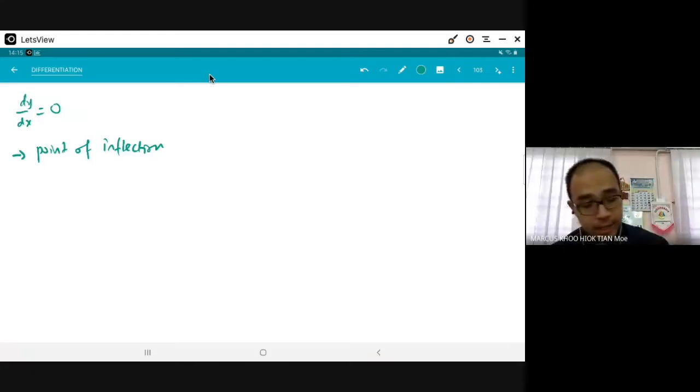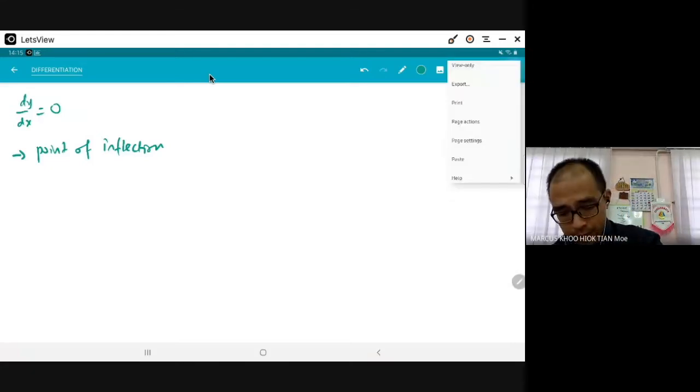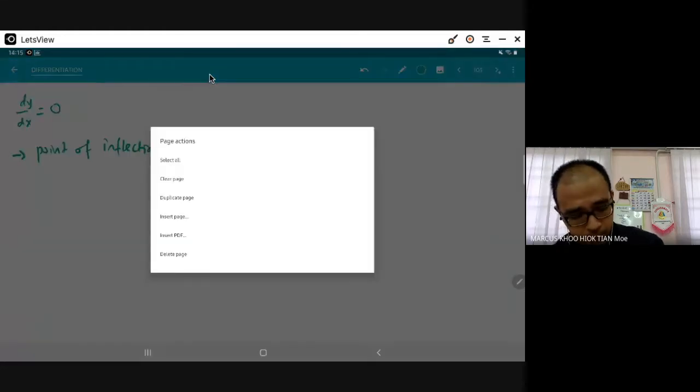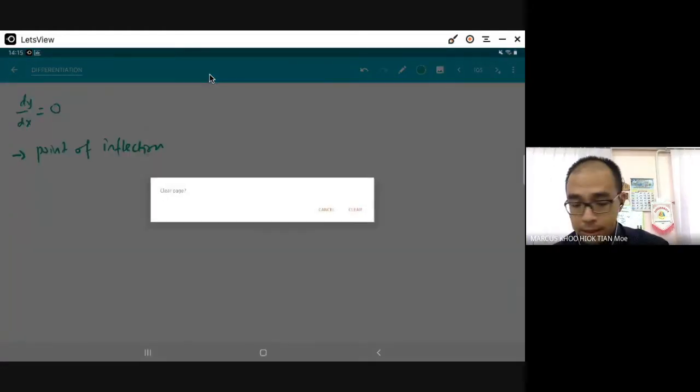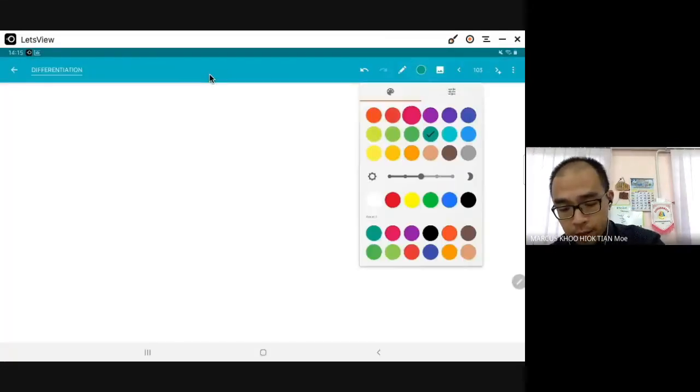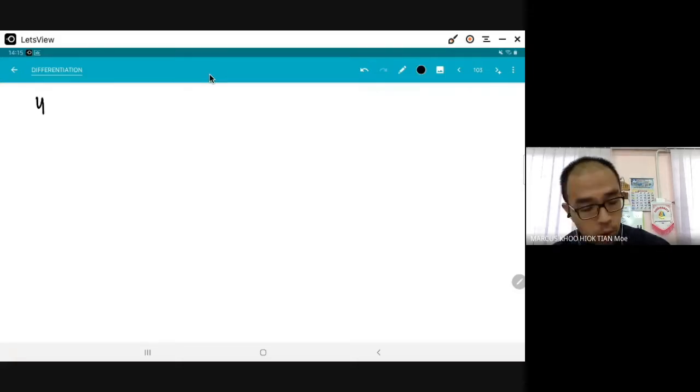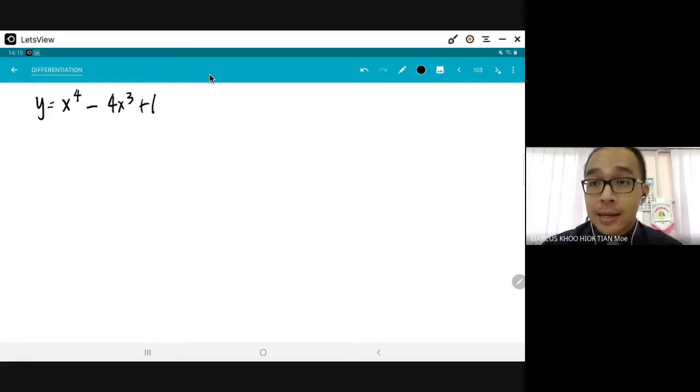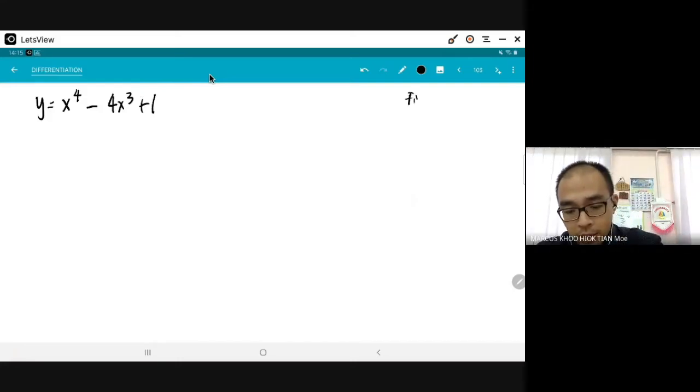Okay, so let's take for example, if you take a look at page 61, there's an example over there. I'm just going to explain the example. Okay, so the equation is y equals x to the power of 4 minus 4x cubed plus 1. Okay, so the question is find the stationary points. This is the question.